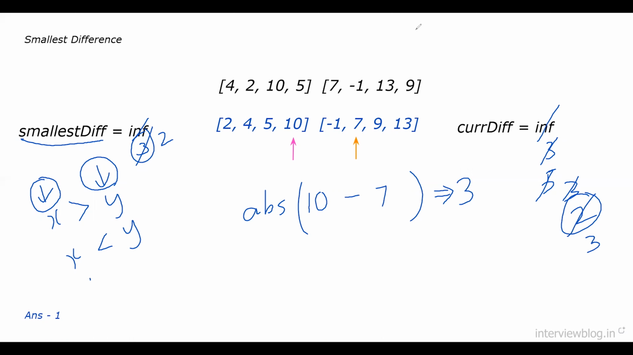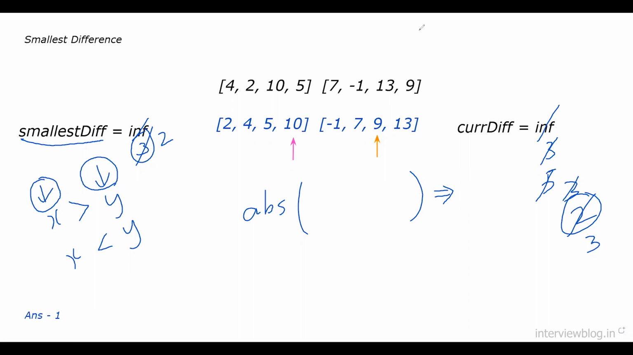So next we'll be comparing the element 10 with 7. Since 7 is less than 10, we will be incrementing the yellow pointer from 7 to 9. So next we'll be comparing our current difference, which is 3, with our smallest difference, which is 2. Since 2 is less than 3, we do not want to update our smallest difference.